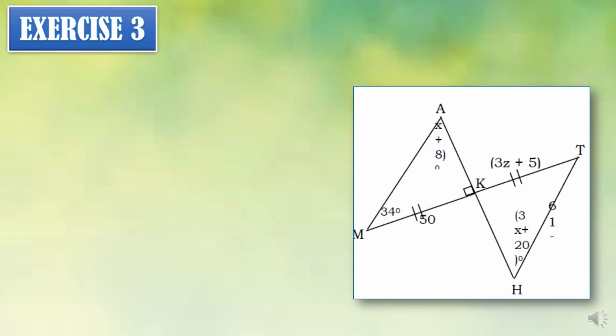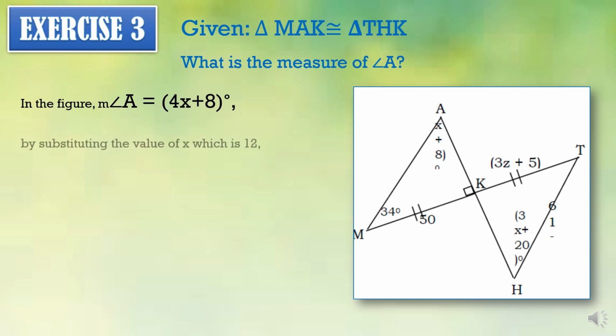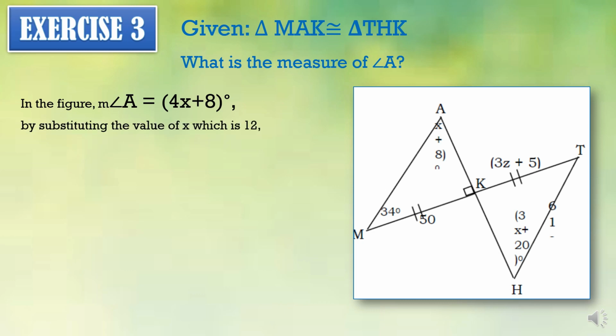Okay, still on exercise 3, and I hope you can still follow our discussion on finding the measure of angle A. In the given figure, the measure of angle A is equal to 4x plus 8. By substituting the value of x, which is 12, the measure of angle A is equal to 4 times 12 plus 8. Therefore, the measure of angle A equals 56 degrees. So, how are we going to check if the measure of angle A is actually 56 degrees?